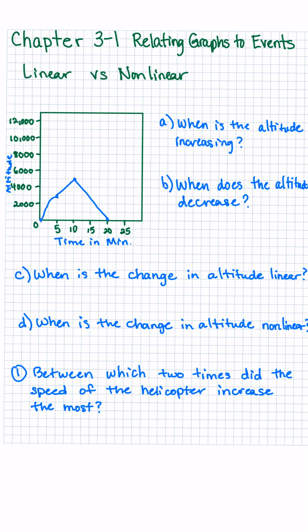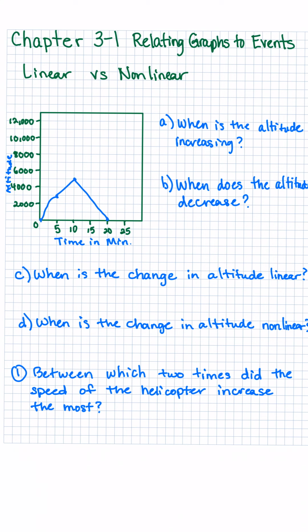Hi class, today we're looking at chapter 3-1, relating graphs to events. You may have previously seen graphs in newspapers, books, magazines, sometimes our textbooks, to display data. A graph shows complex relationships between variables in a simple visual way. Drawing a graph makes it easy to analyze data.